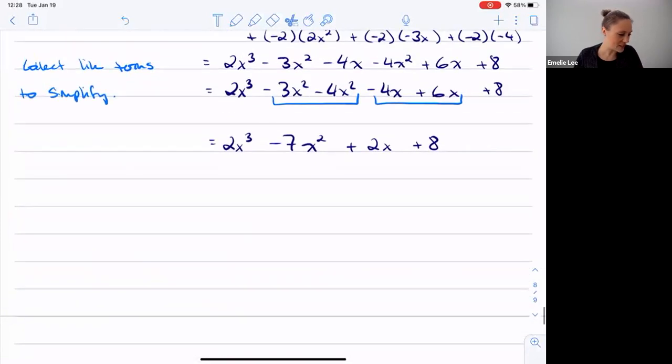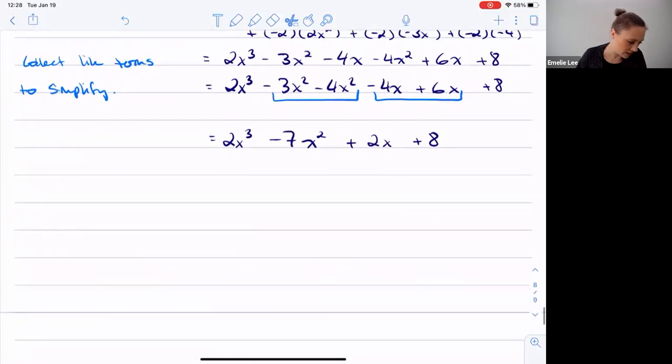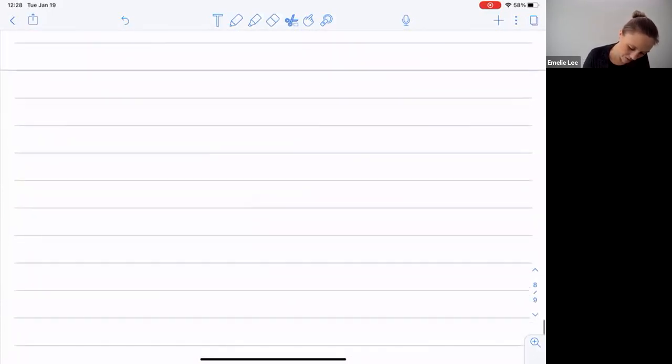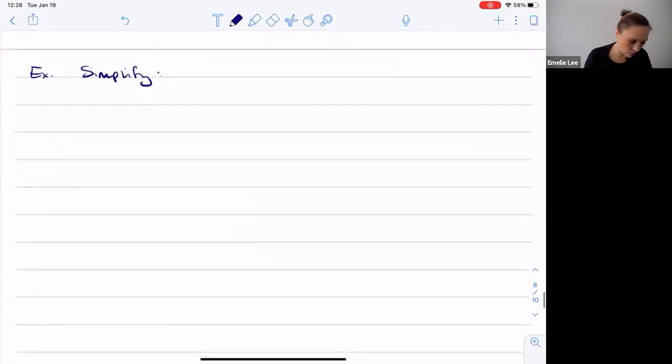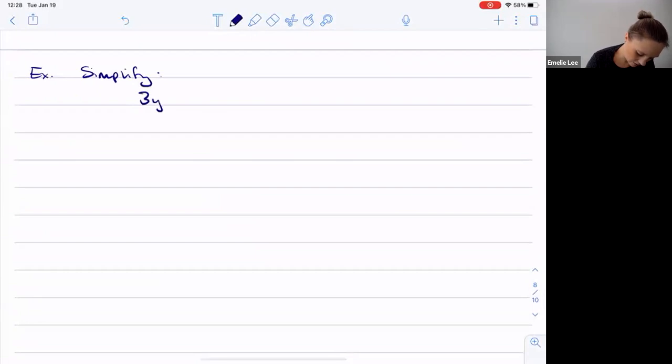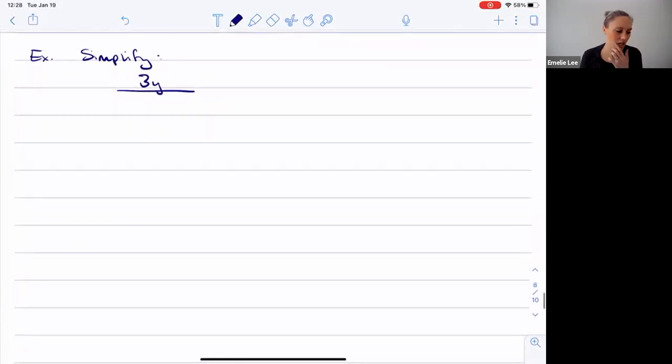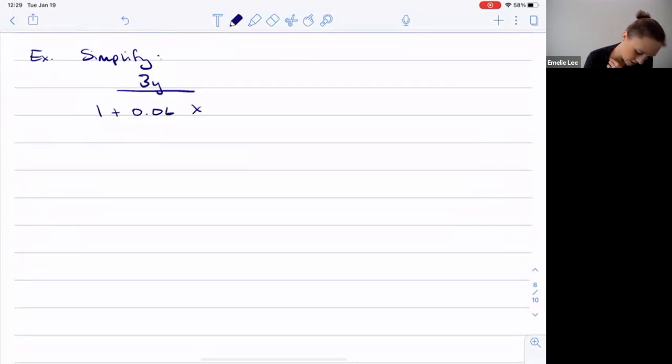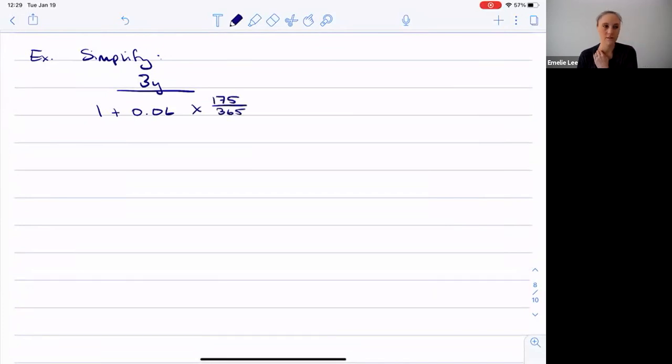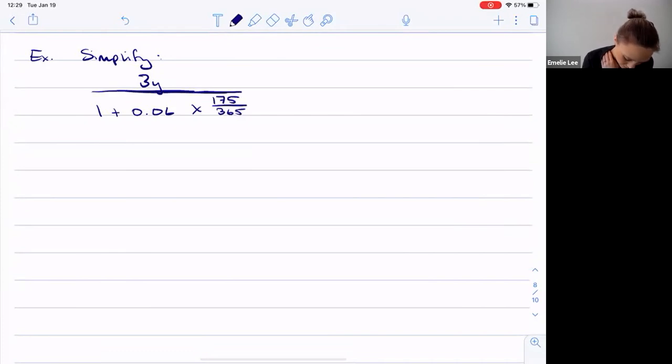So let's just do another example. It's kind of a big example, so I'm going to start it on a fresh page here. Just as an example, if I want you to simplify something weird like 3y divided by 1 plus 0.06 times 175 over 365. That's weird looking, right?